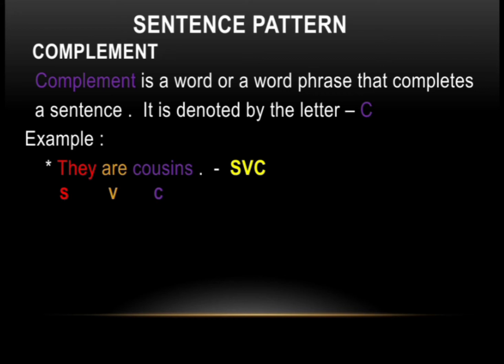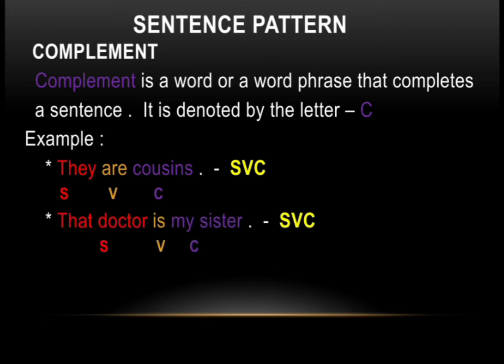The first example, they are cousins. They is the subject, are is the verb. This word cousins completes the sentence and so this is the complement and it is completing the meaning for the subject and so this is the subject complement and the pattern for this sentence is SVC.